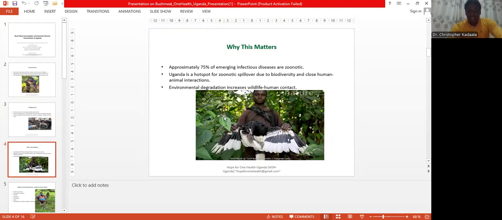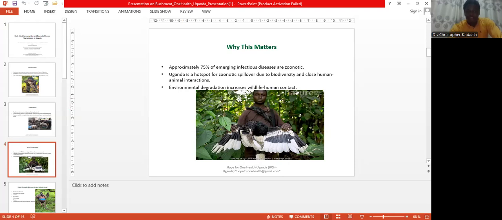Why this matters? Approximately 75% of emerging infectious diseases are zoonotic, according to publications. Uganda is a hotspot for zoonotic spillover due to biodiversity and close human-animal interaction. On this point, there has been environmental degradation due to deforestation, which has increased wildlife interaction with the human community, thereby giving room for the spread of zoonoses like Ebola. Now Ebola is a problem in Uganda, and the Minister of Health, together with its partners, is trying to struggle with eradicating it.